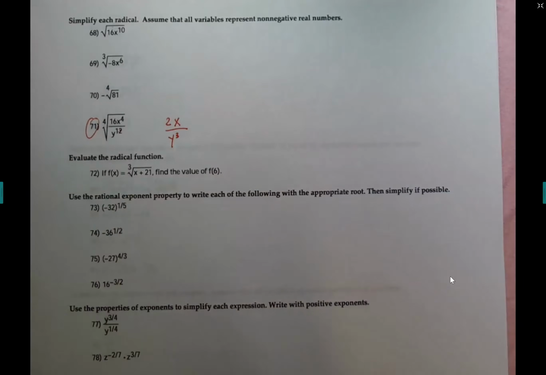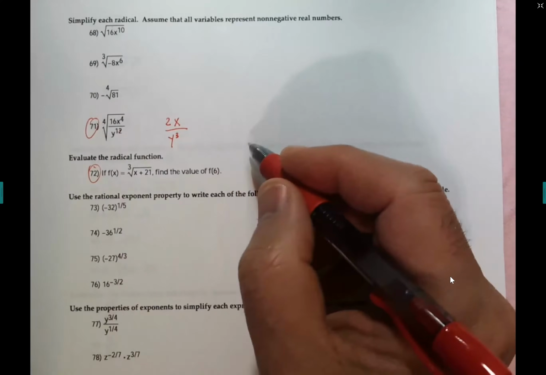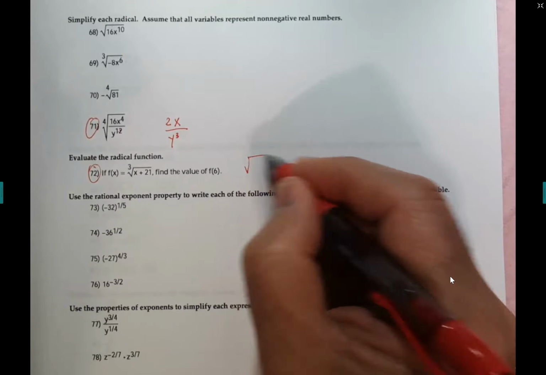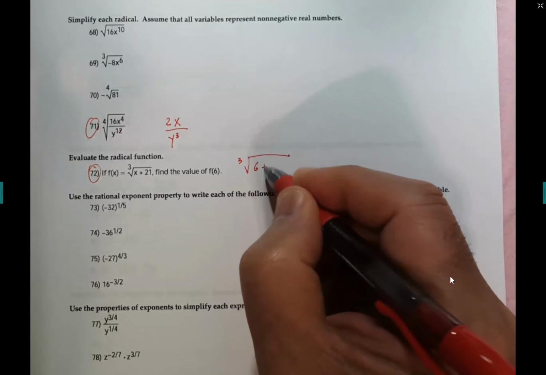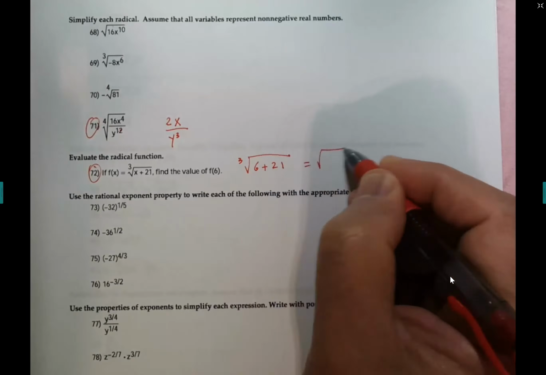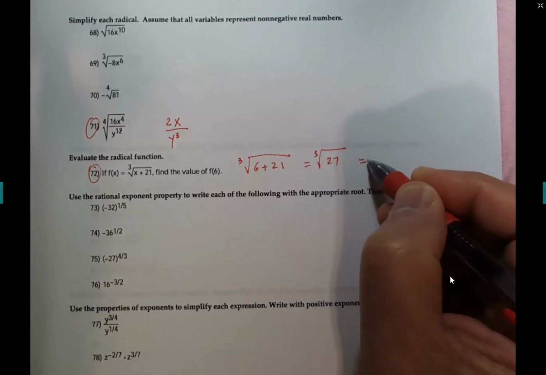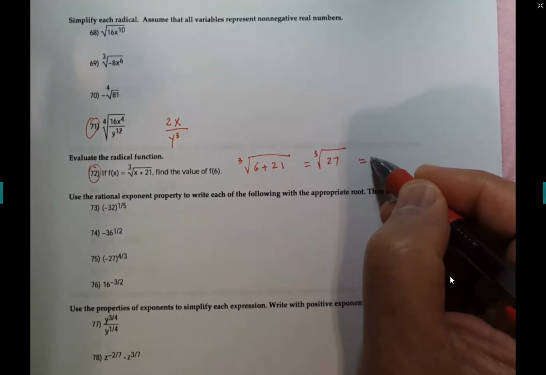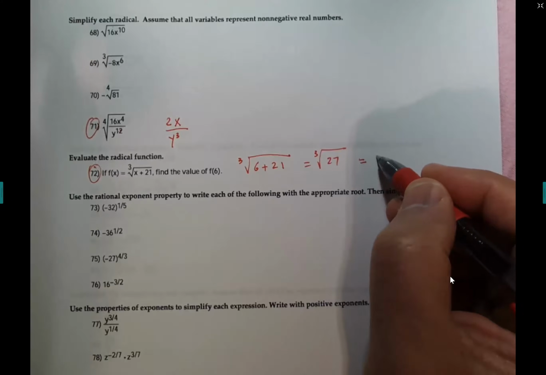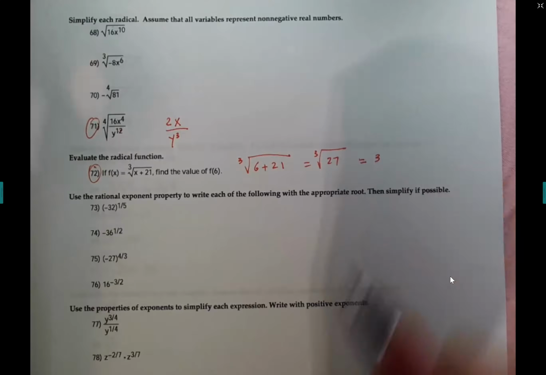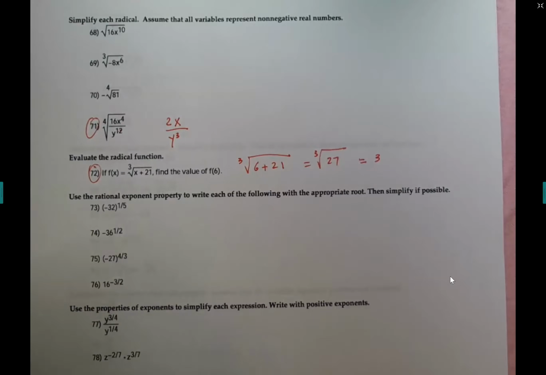Evaluate radical functions. So if you plug in 72, this is a cubic root of 6 plus 21, which is a cubic root of 27. And cubic root of 27, guys, is 3, because 3 times 3 times 3 is 27.